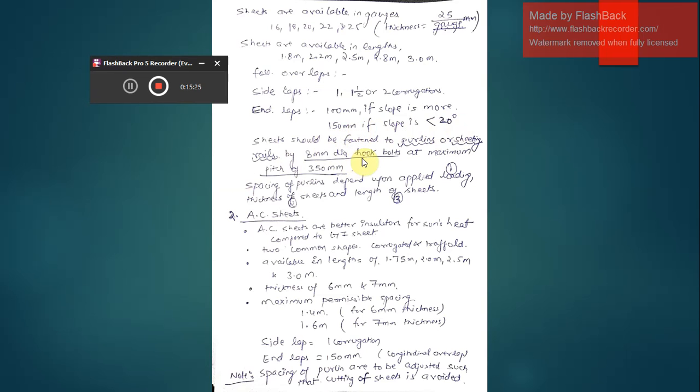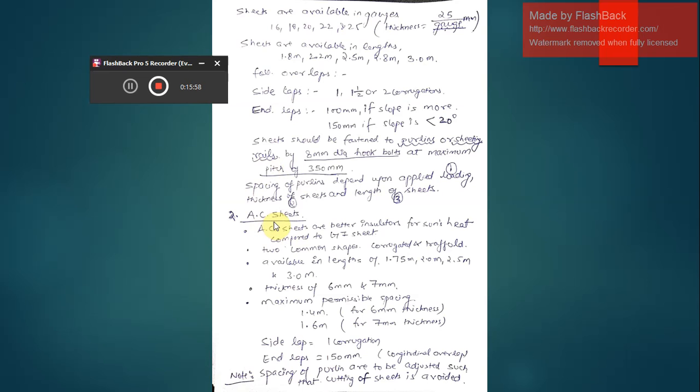The sheets are to be fastened to the purlins or the sheeting rails by 8 mm diameter hook bolts at a maximum pitch of 350 mm. This you have to remember. The spacing of the purlin also depends upon the applied loading, thickness of the sheets and the length of the sheets, as we all know how much load is coming on that purlin through the sheets. So spacing of purlin depends on all these: applied loading, thickness of sheets and length of sheets.